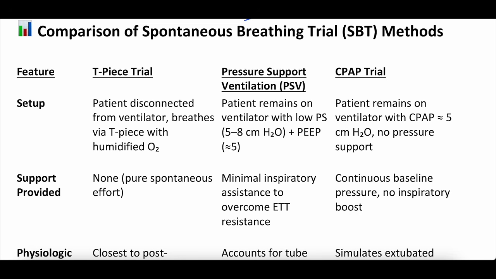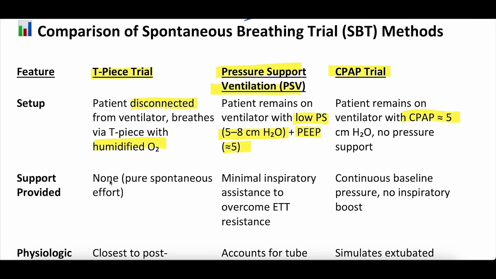The study guide will be on there if you're interested in accessing it, because this table here is a comparison of spontaneous breathing trial methods, including the T-piece trial, pressure support trial, and CPAP trial. And just going with setup, right? For a T-piece trial, the patient is literally disconnected from the ventilator and hooked up to humidified oxygen. For the pressure support trial, the patient remains on an inspiratory pressure and a PEEP. And for a CPAP trial, the patient just remains on PEEP.